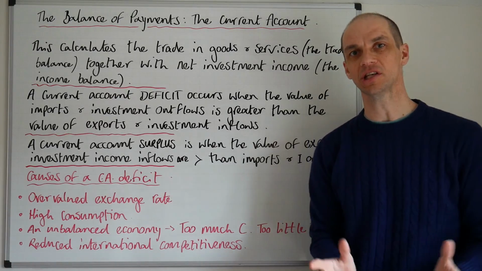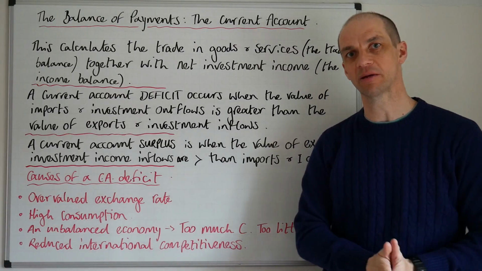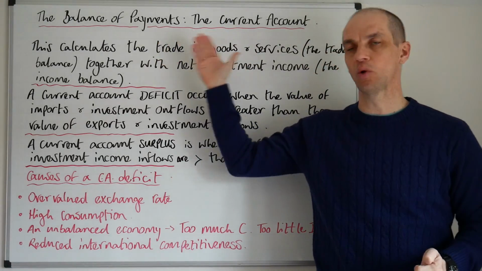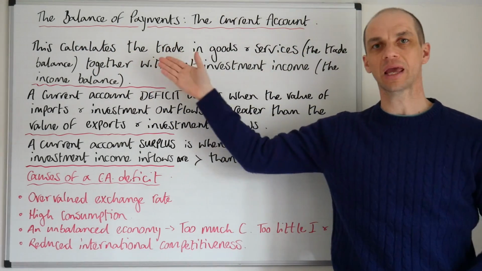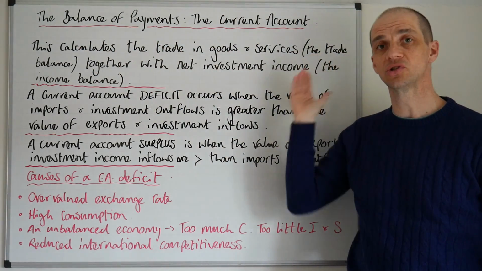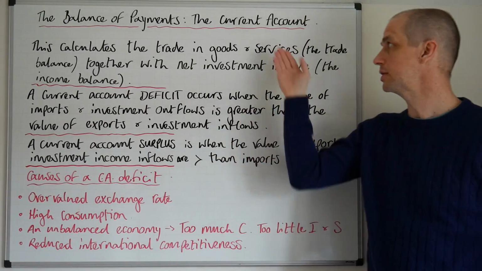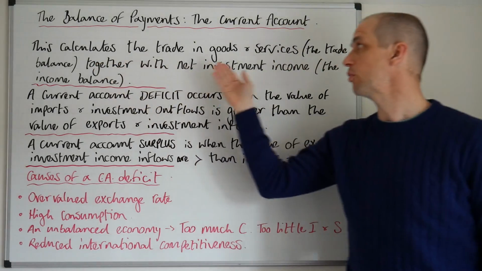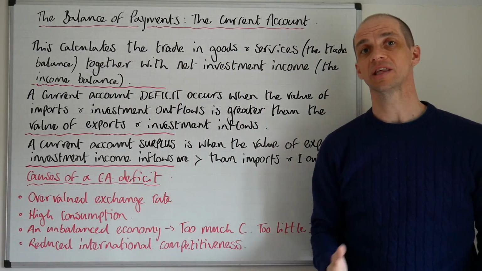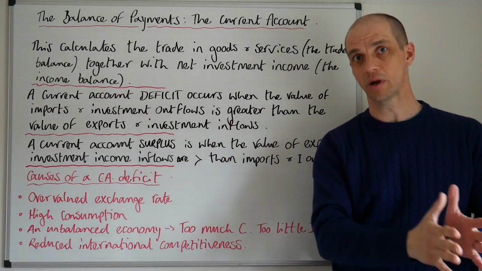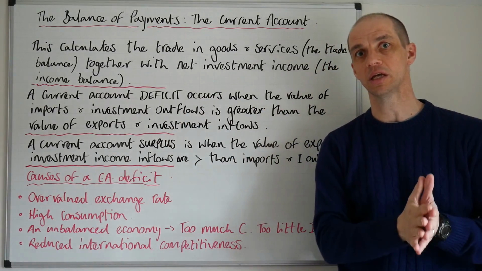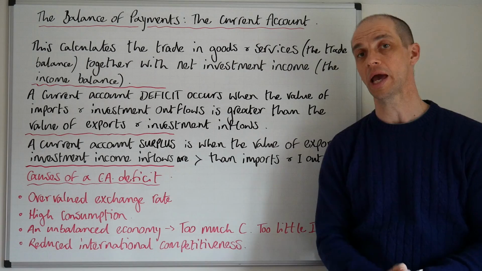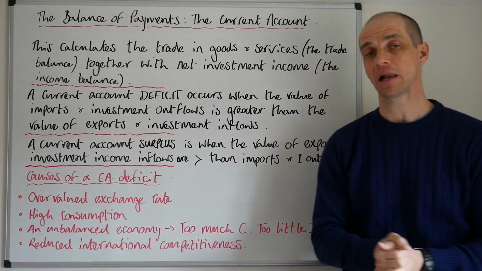Hi guys, so let's explore the current account on the balance of payments in a little bit more detail. Remember what we saw last time, that the current account calculates the trade in goods and services, that is the trade balance. These are our visibles and invisibles on the current account, together with net investment income. So that is investment income which is repatriated away and outbound from the UK, as well as investment income flows coming into the UK. So that is our income balance.